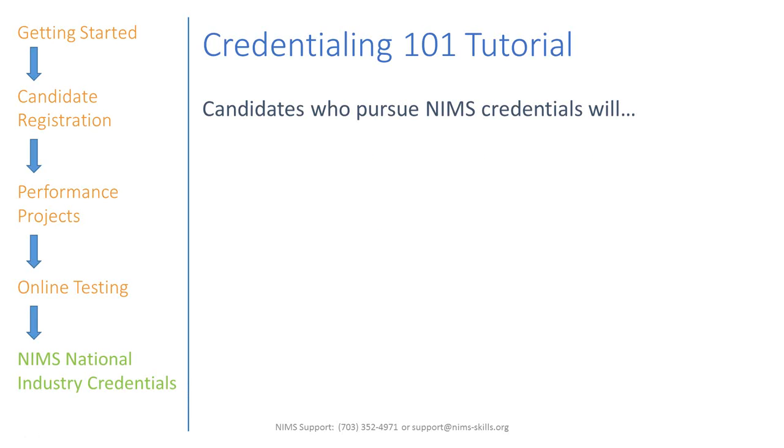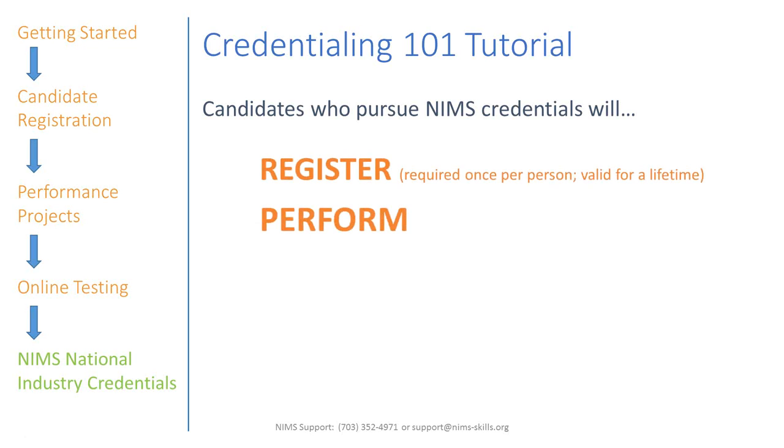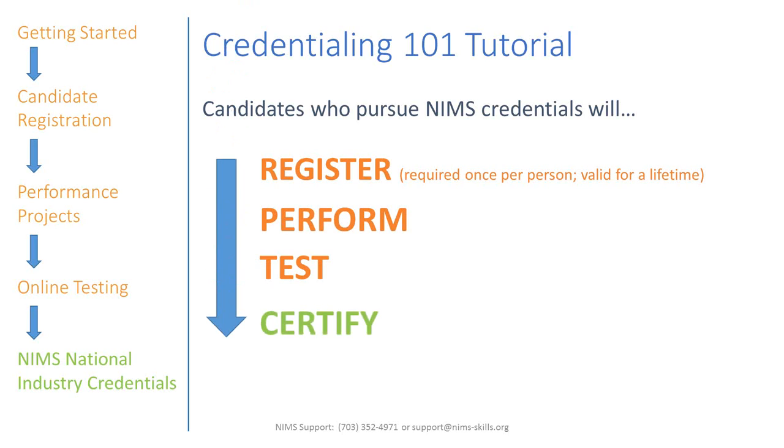As you probably know by now, anyone who wants to earn a NIMS credential will need to register, complete a performance project, and take an online theory test to become certified. The process is the same regardless of who you are: teachers, trainers, students, employees, apprentices, military personnel. Whoever you are, you will follow these steps and in this order. Performance always goes before online testing.